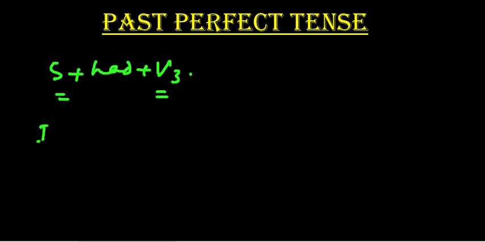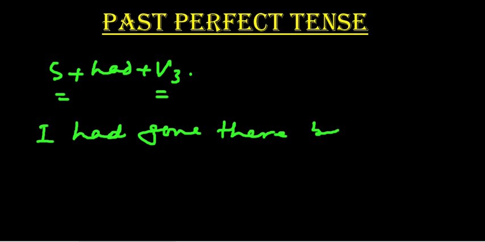One example: I had gone there before. In this example, I is the subject and gone is the past participle form of main verb go.